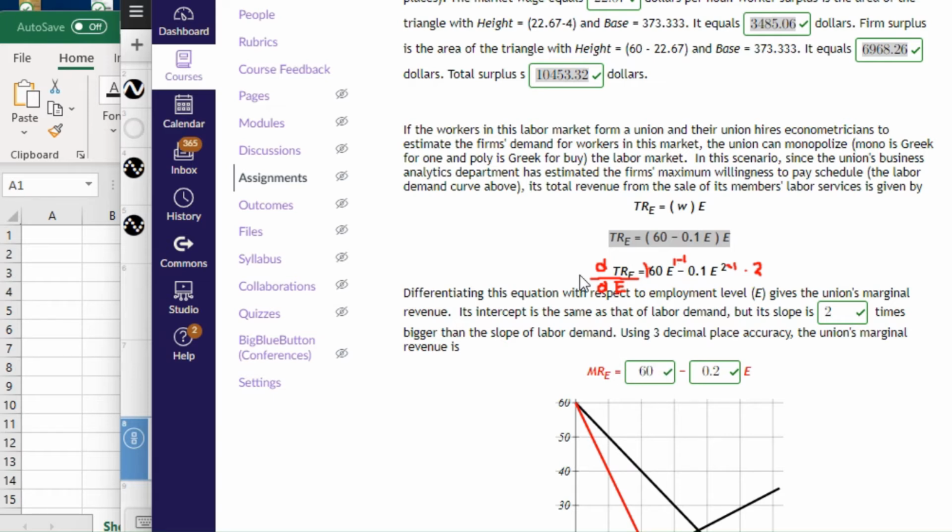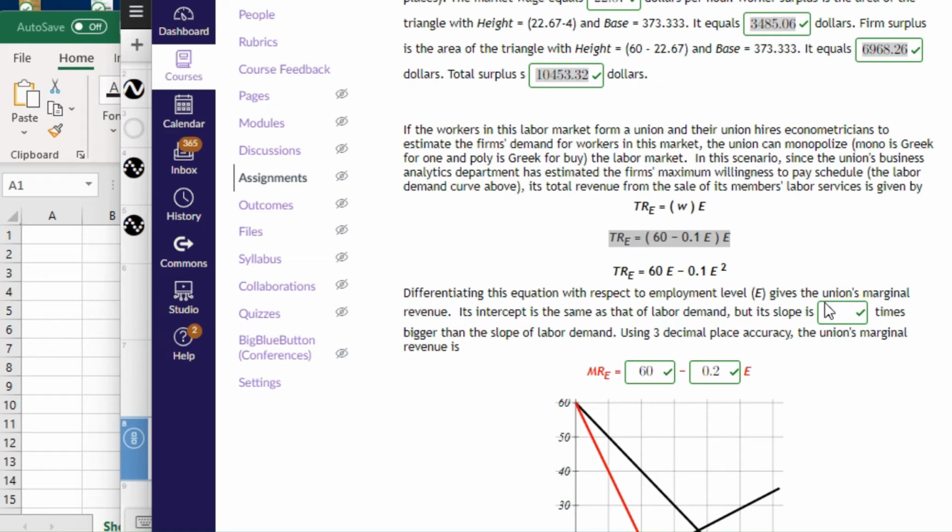So that's why this derivative here in economics is called the marginal revenue, right? Marginal revenue. So 60 times 1 is 60, and then E raised to the 0 is 1, so that's why this part is 60, right? 2 times 0.1, the old exponent, times 0.1 is 0.2. And then E raised to the 1, 2 minus 1 is 1. E raised to the 1 is E, which is why we have just E right there. So let's go ahead and erase all that. Okay. You won't have to do that in the class. I'm just showing you where this comes from.